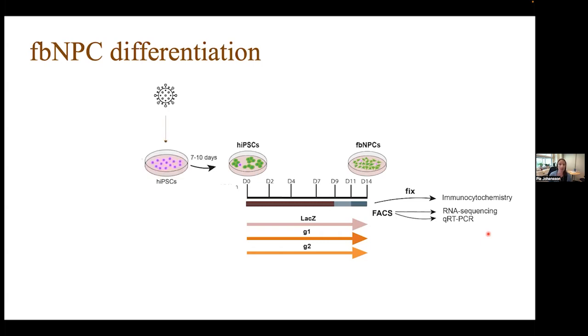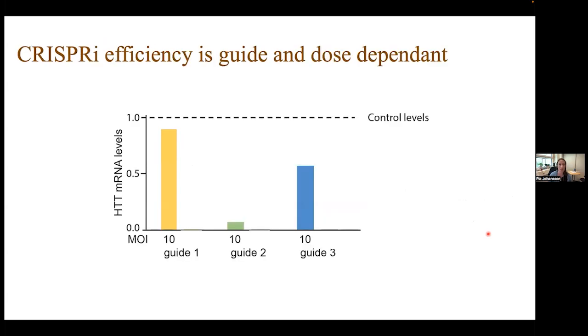So what we did was add the virus to the iPSCs, and then we expanded them for 7 to 10 days so that they relaxed in their new setting. And then we started this protocol. And then at day 14, we would do immunohistochemistry to make sure that they actually did turn into forebrain neuroprogenitors. We did RNA sequencing and qRT-PCR to make sure that the knockdown is done. So that's sort of the general scheme.